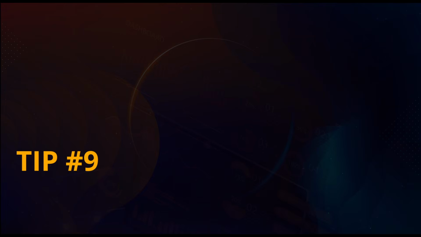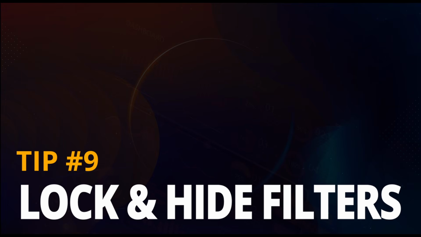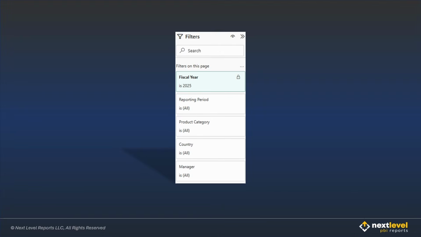Tip number 9, use locked and hidden filters strategically. When you want to keep a report page locked to a specific filter and visible, place that filter at the top and lock it while leaving it showing so your users can see it but not change it. Maybe you want to make sure your audience knows that the report page is only showing the current fiscal year. This would be a great way to do that.